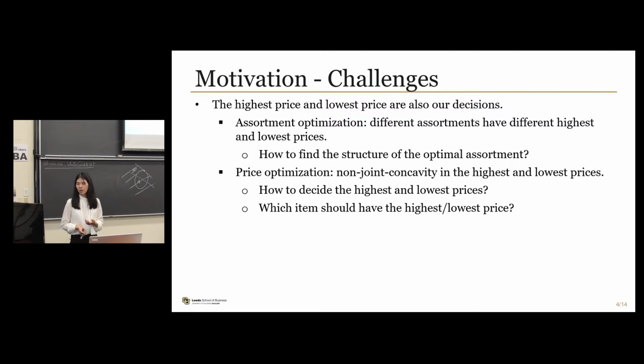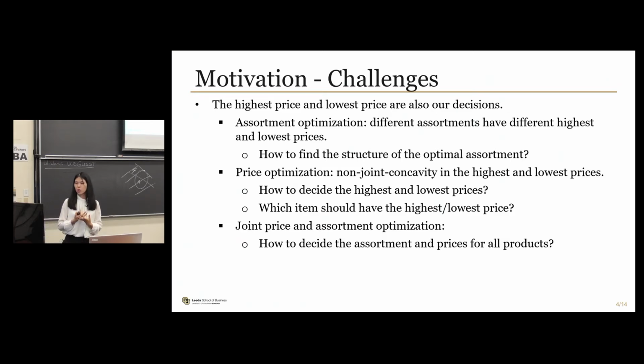And for the price optimization, we show that the total expected profit is not jointly concave in the highest price and the lowest price. Then we want to answer how to decide the values of the highest price and the lowest price, and which item should have the highest price and the lowest price. And it's much more complex for the joint price and assortment optimization. We need to simultaneously decide the prices and the assortment. So these are some challenges in our project.